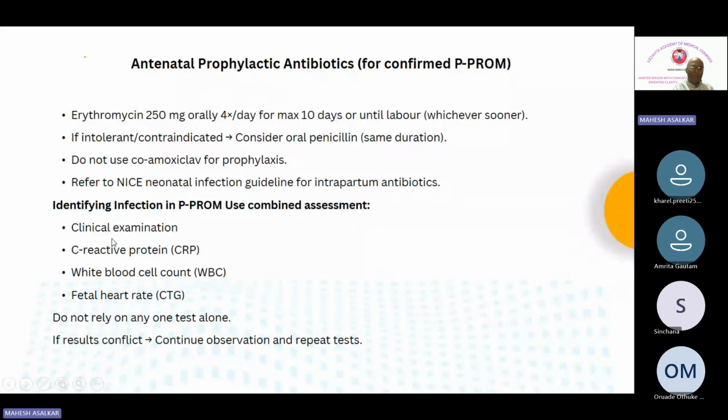It is a clinical assessment plus lab parameters such as CRP, WBCs, and fetal heart rate, that is CTG, you need to monitor. Do not rely on any one test alone. So a single test is not diagnostic. If more than one test is abnormal, then you definitely think about chorioamnionitis. If the results conflict, continue observation and repeat the test.